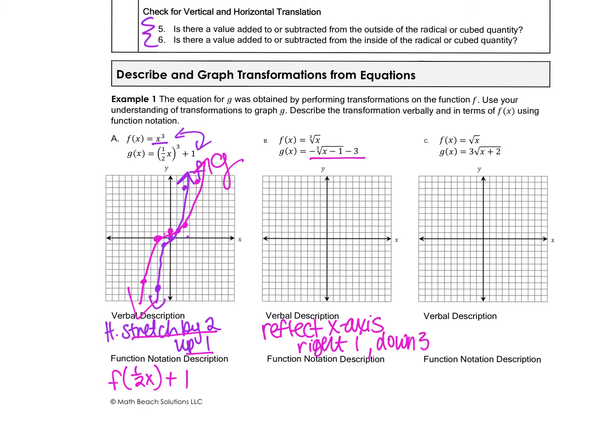So again, if it helps you, you might want to graph your parent function and then your new function. So cube root of x, 0, 0 is a point. If you remember, we plugged in an 8. So 1, 2, 3, 4, 5, 6, 7, 8. And then we got 2. We plugged in a 1 and we got 1. And then same thing on the other side.